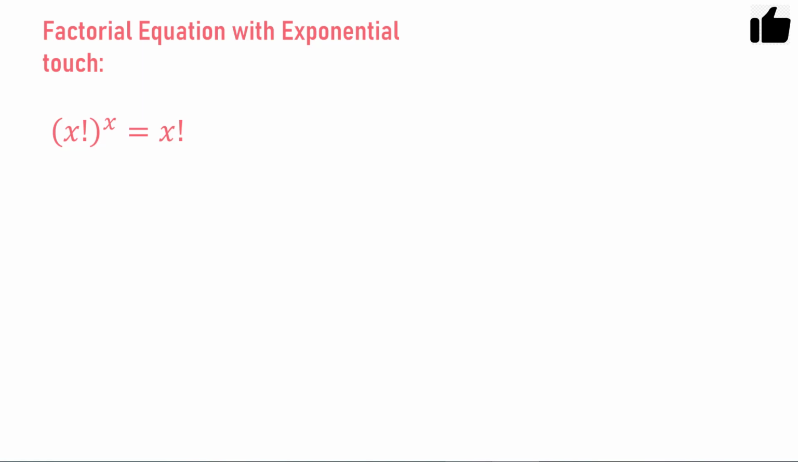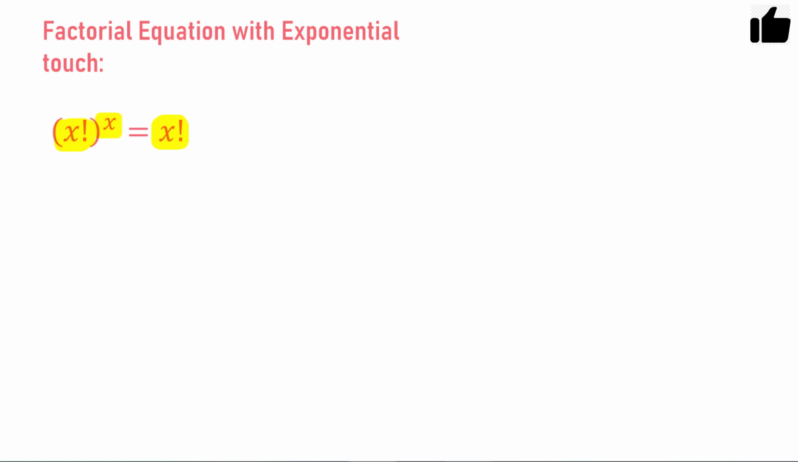Hello friends, in this problem you have a factorial equation that also includes exponential terms. So the equation is x factorial raised to the power x is equal to x factorial. So what is the value of x that satisfies this equation?